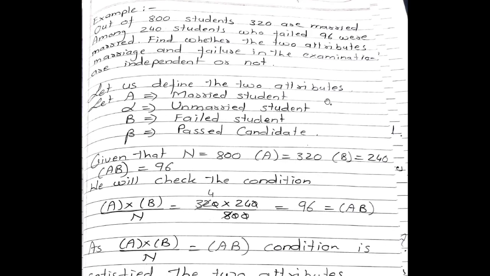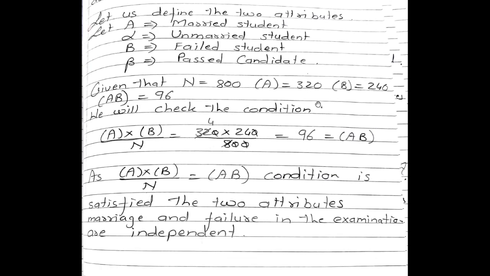List the things which are given in the problem statement. N is equal to 800. Frequency of class A is 320. We have defined A as married student, so 320 are married. Frequency of class B is equal to 240. And frequency of class AB is equal to 96. So these four values are given to us.